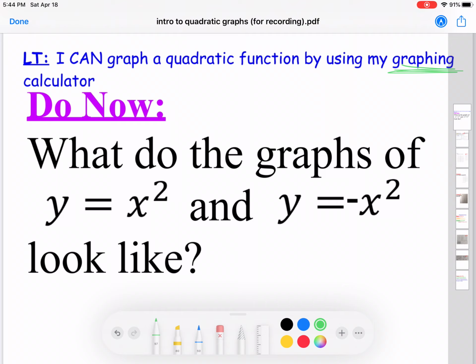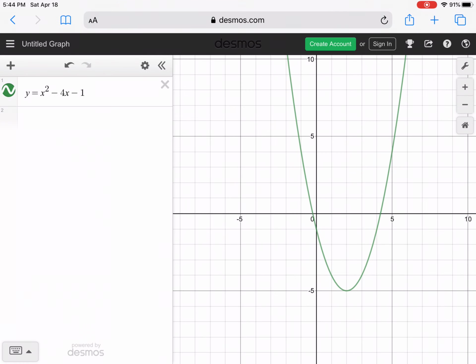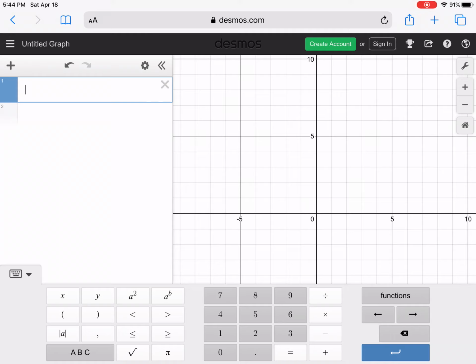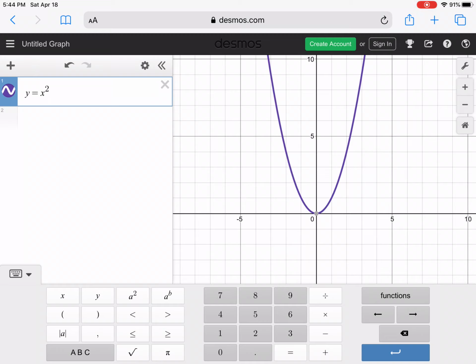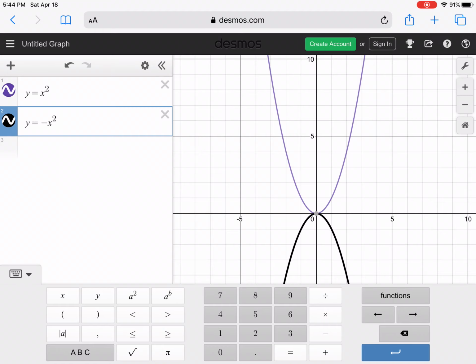So our do now here wants us to compare together the two equations y equals x squared and y equals negative x squared. So in order to graph, again, you have a few options. There's an app on your phone, or if you just go online and you type in graphing calculator, you'll get the following. So if I want to graph y equals x squared, I come over here, I type in y equals x squared, and I should have my parabola here. And the second thing my do now wants me to graph is y equals negative x squared. And we'll notice that looks as such.